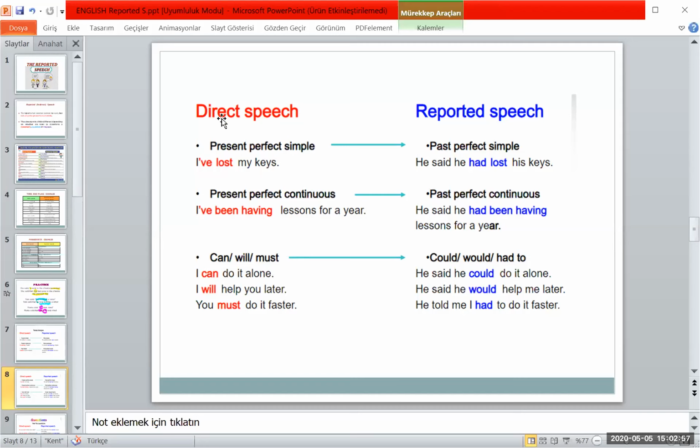And how about the case with will? If it is will in direct speech, I need to change it into would in reported speech. "I'll help you later." He said he would help me later. This is the one that the word is uttered to. It is me. So I need to change this you into me in this sentence. So guys, that's all for today with this presentation.